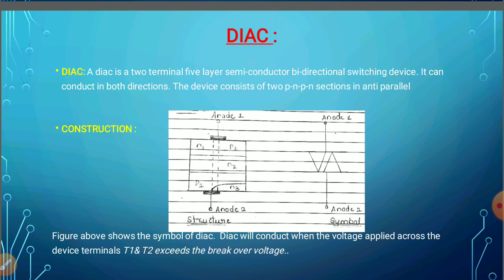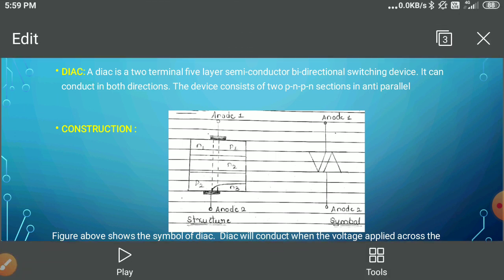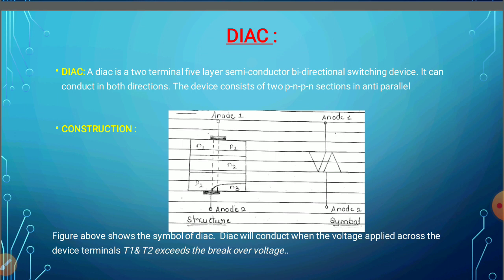That is, the first four-layer device is P1, N1, P2 and N2, and the second one is P1, N2, P2 and N3. And it is called a bidirectional switching device because it is going to operate for both values of the applied voltage, meaning you can apply either the positive voltage or the negative voltage. Hence it is called a bidirectional switching device. You can see from the construction that it consists of two four-layer diodes connected with each other, and figure B shows its symbol.